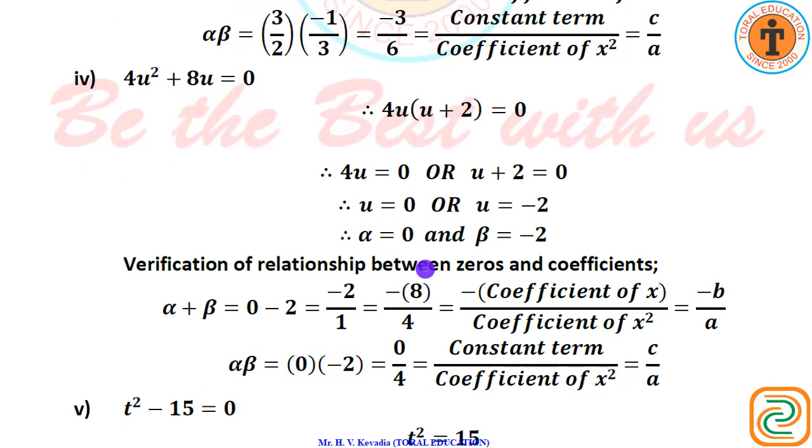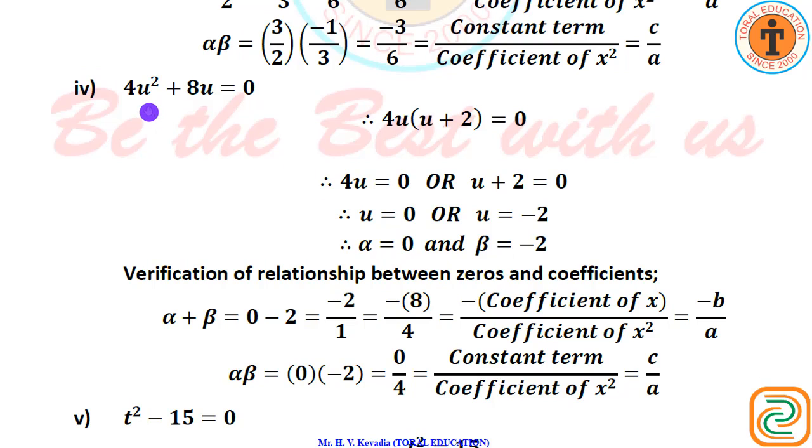Question number 4, 4u square plus 8u. We can take 4u as common, 4u common, u plus 2 equals to 0. So these are the two factors, 4u and u plus 2. So 4u equals to 0 and u plus 2 equals to 0. Therefore u equals to 0 and u equals to minus 2. That is alpha equals to 0 and beta equals to minus 2.